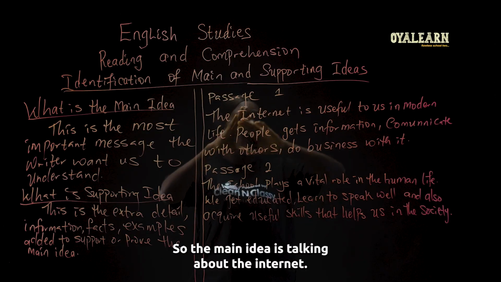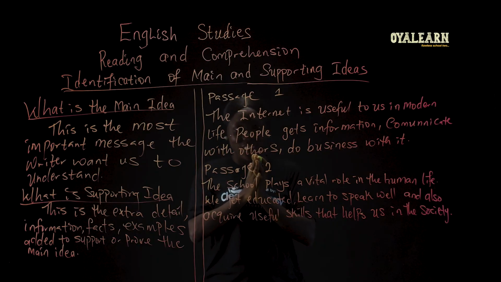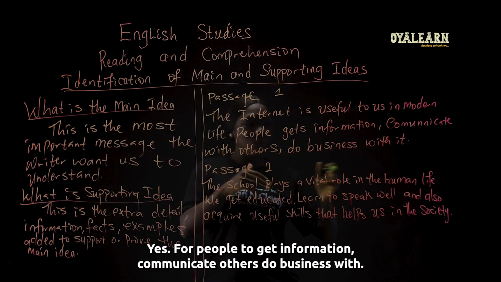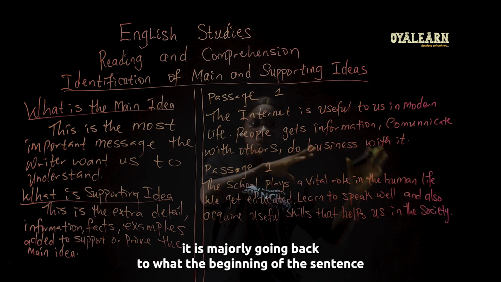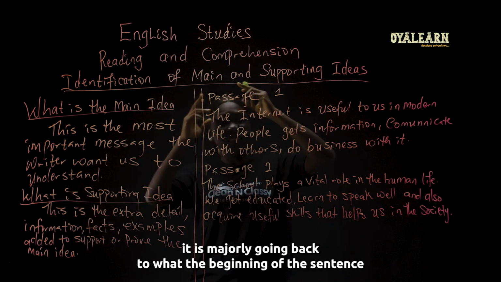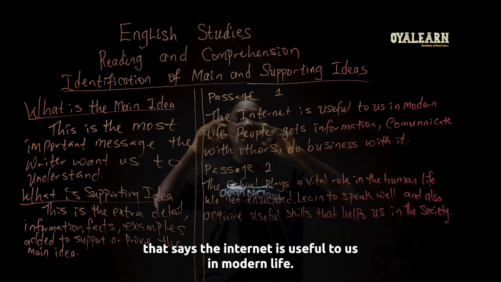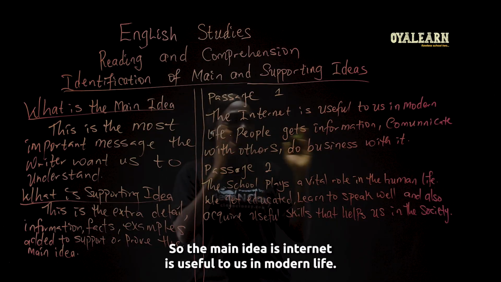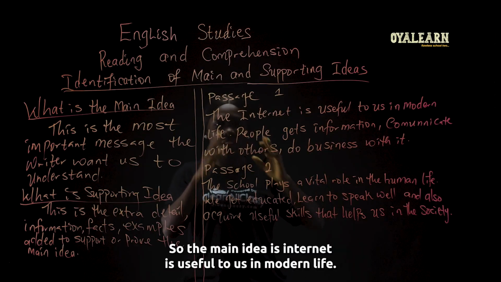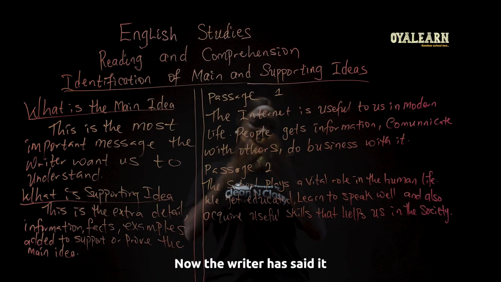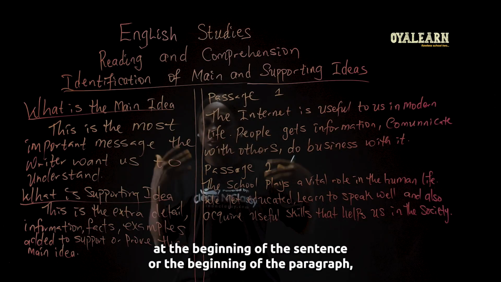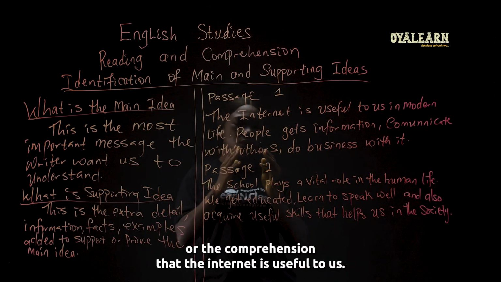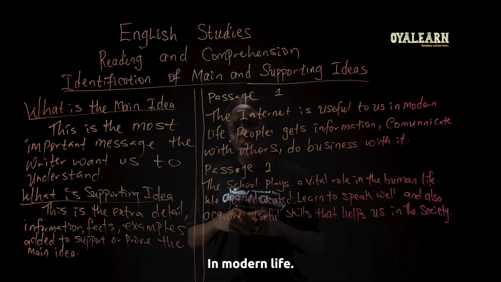So the main idea is literally talking about the internet. Yes, for people to get information, communicate with others, do business with it is majorly going back to what? The beginning of the sentence that says the internet is useful to us in modern life. So the main idea is the internet is useful to us in modern life. Now, the writer has said it at the beginning of the paragraph or the comprehension.